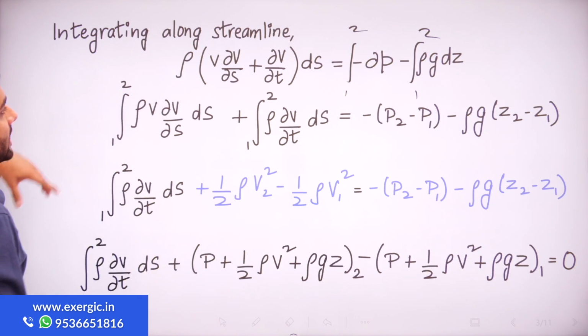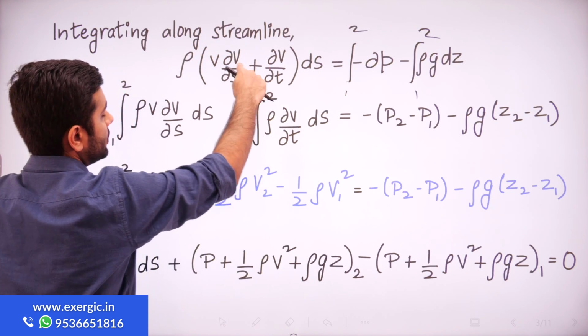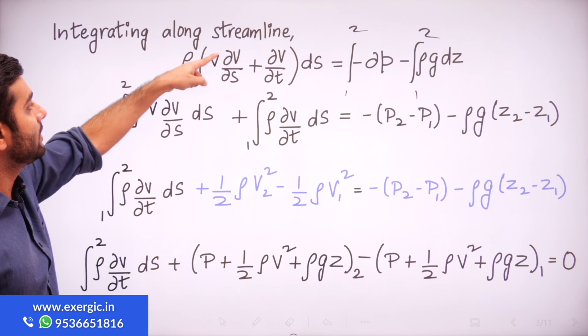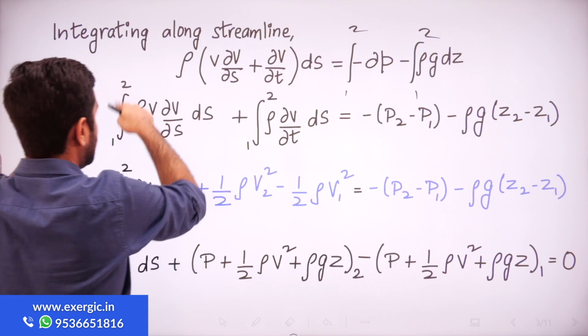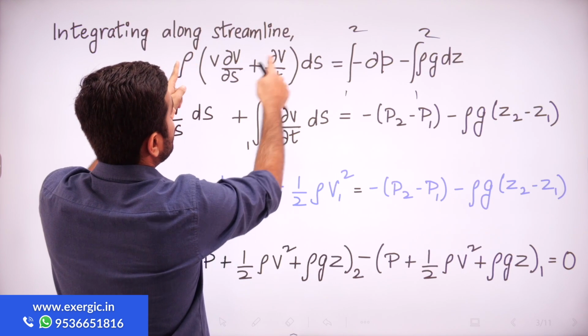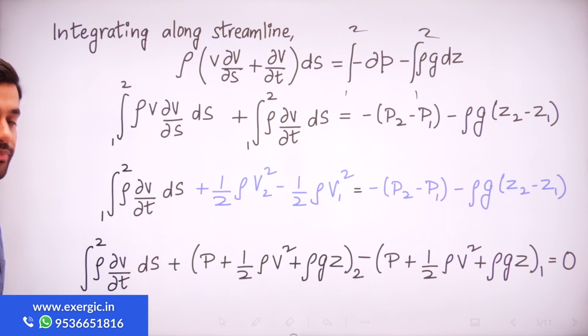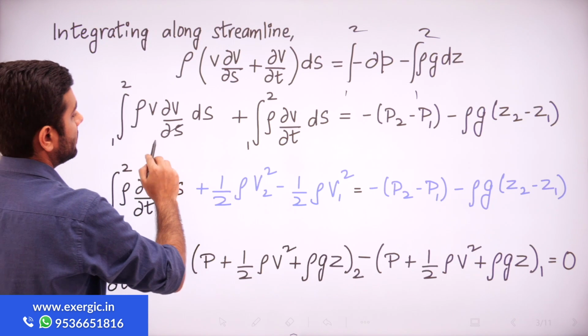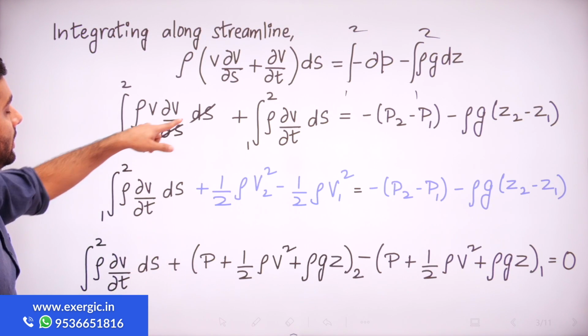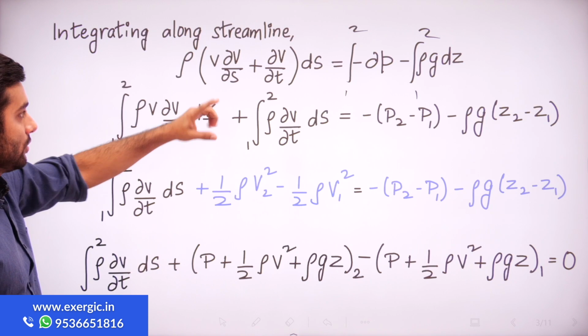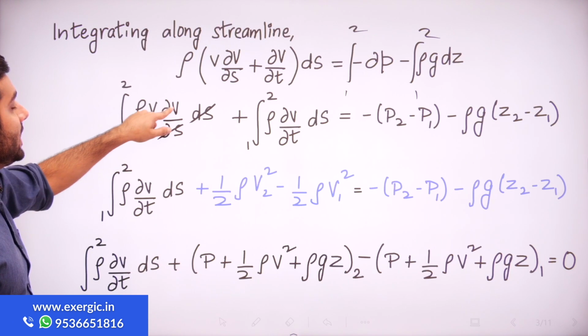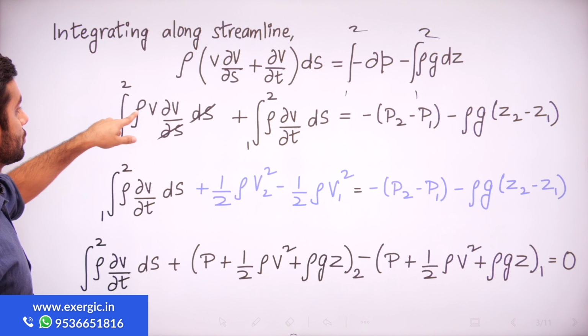If you look at the left side expression, you have two expressions, right? You have a plus sign here. So rho v del v by del s multiplied by ds, integrate, plus rho del v by del t multiplied by ds, integrate from 1 to 2, right? If you look here, their effect will be nullified, right? ds or del s ds for this small point, and you have rho v del v, integration 1 to 2. So what will it become?